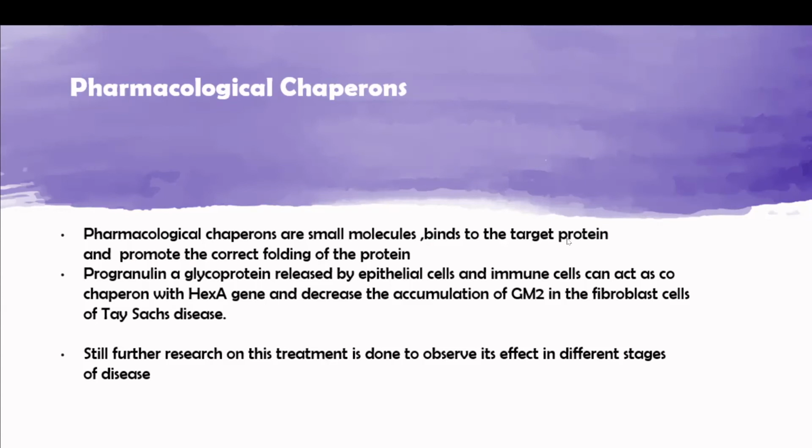Progranulin, a type of glycoprotein released by different cells, acts as a co-chaperone with HexA and decreases the accumulation of GM2 in the fibroblast cells of Tay-Sachs disease. Still, further research is being done to observe its effect in different stages of the disease.